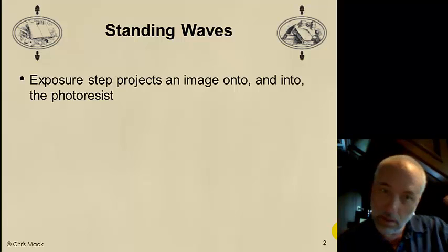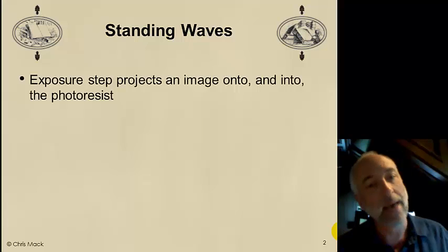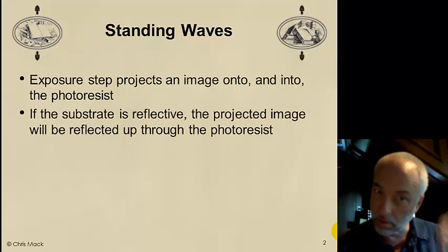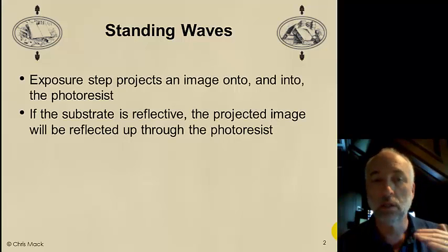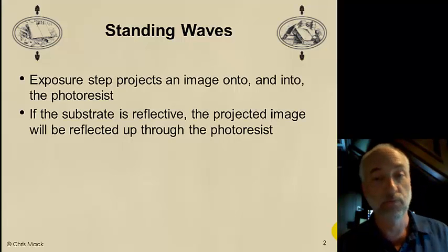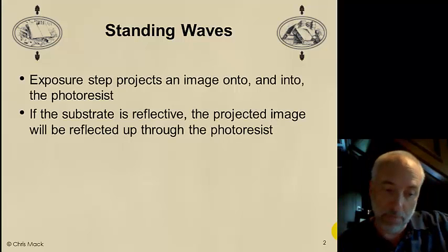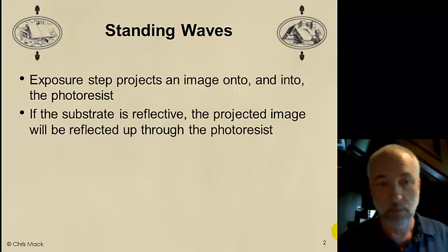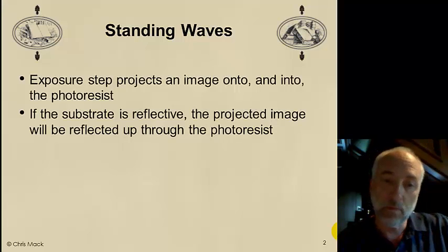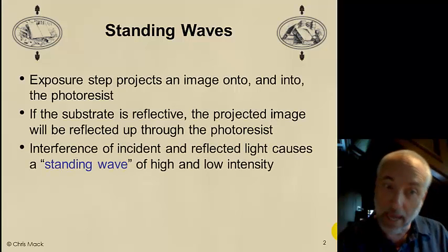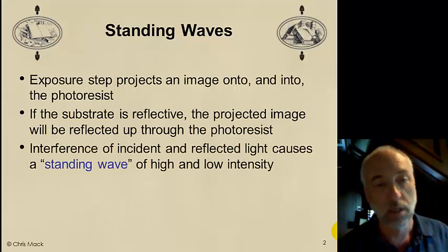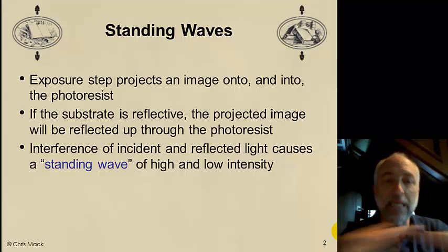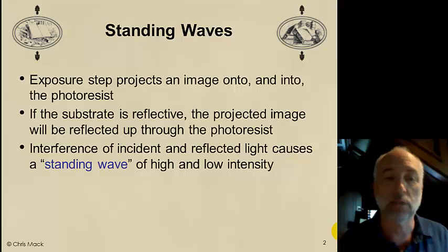But if this light is propagating through the resist, what happens when the light reaches the bottom of the resist? Well, if the substrate or the film stack below the photoresist is reflective, then some of that light from the image will be reflected back up and will travel up through the resist. Now I've got light going down, a wave going down, and another wave going up. The interference of those two waves, the interference of two waves propagating in opposite directions, creates a standing wave.